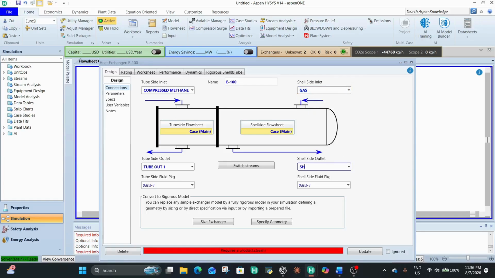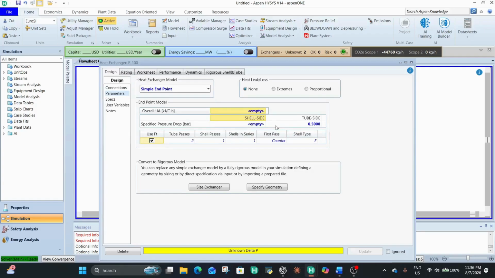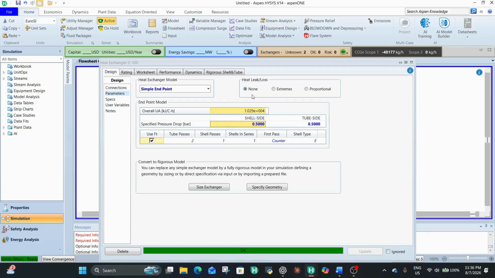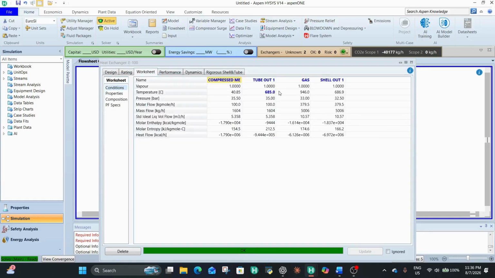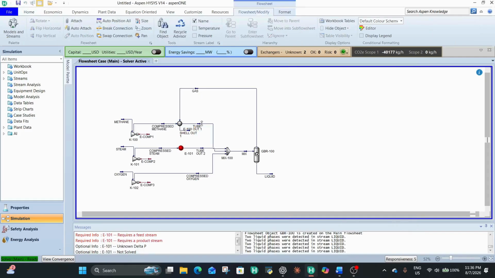And we're going to call this shell out one, unknown P. So we're going to need to specify our pressure drop also. We're going to give it a 0.5 bar also. Well, why not? And voila! It works without a pressure drop, rather, not a pressure drop, temperature cross. It works without temperature cross.